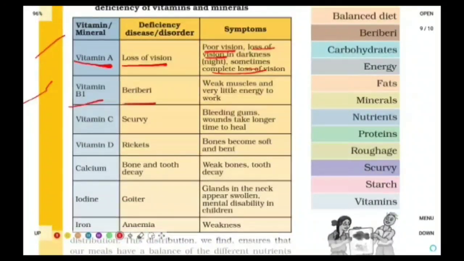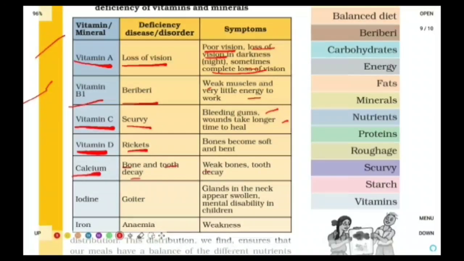The deficiency of vitamin B1 causes beriberi, and the symptoms are weak muscles and very little energy to work. Deficiency of vitamin C causes scurvy, and the symptoms are bleeding gums and wounds taking a long time to heal. The deficiency of vitamin D causes rickets, and the symptoms are that bones get softened and bent. The deficiency of calcium causes bone and tooth decay.